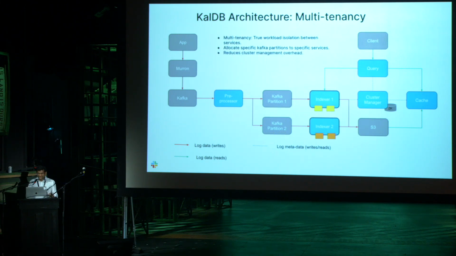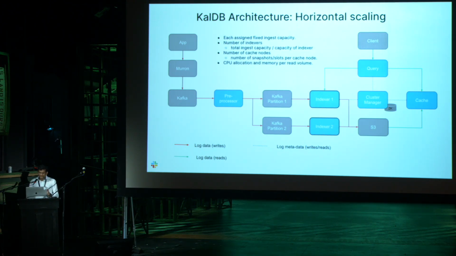And the indexer, because it's tied to a Kafka partition, indexes the data. So indexer 1 gets the yellow service logs, indexer 2 gets the orange service logs. And finally, when you get a query for the yellow service, it only hits indexer 1, and when you get queries for the orange service, they only hit indexer 2. This is how KalDB achieves multi-tenancy.